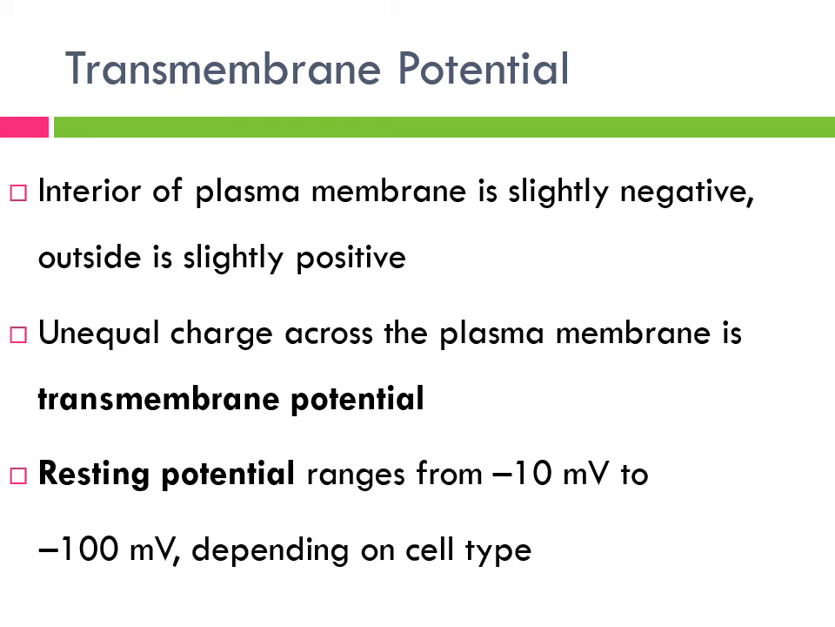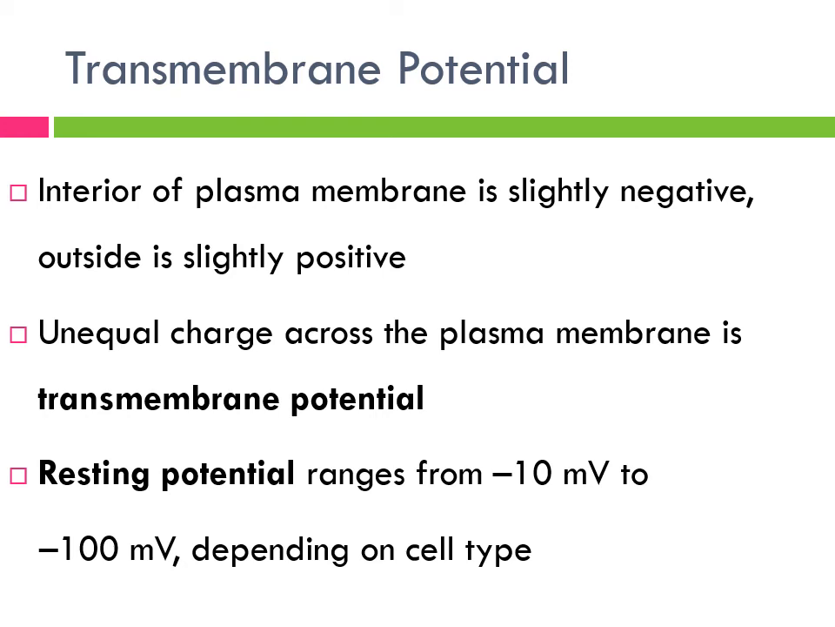Transmembrane potential is the difference in charge between the inside of the cell and the outside of the cell. Inside of each cell has a slightly negative charge, and outside of the cell has a slightly positive charge. The cell membrane separates the positive charge and the negative charge, and that separation creates a transmembrane potential. Remember that opposite charges attract, so the positive charge and the negative charge really want to get at each other. However, the plasma membrane is keeping them apart.